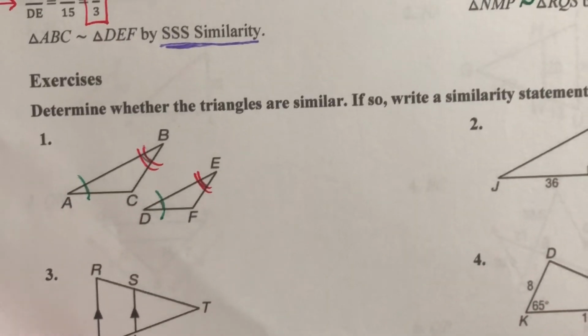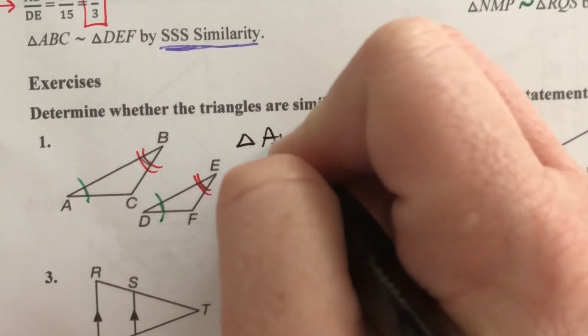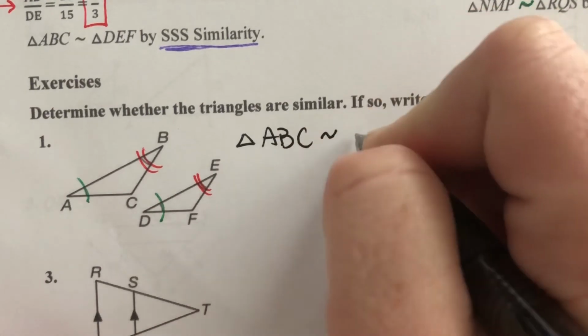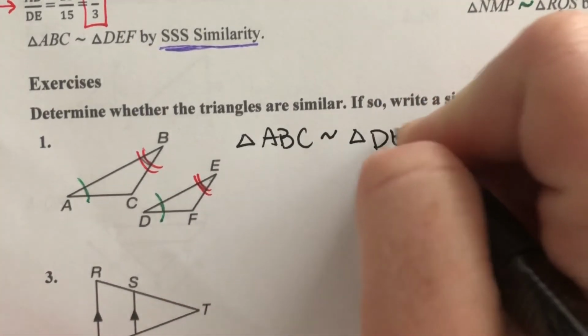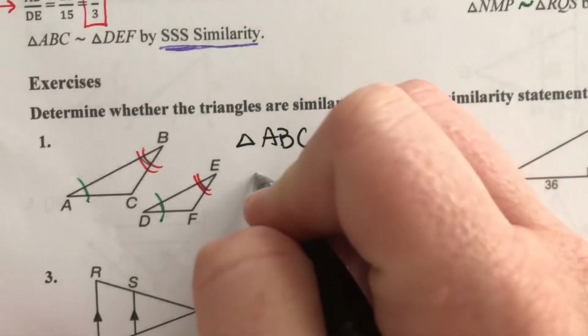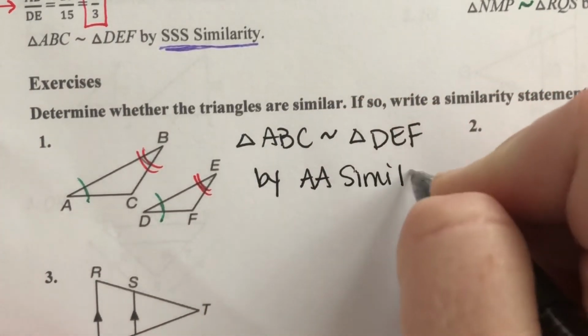So it says, write a similarity statement and explain your reasoning. We're going to say triangle ABC is similar to triangle DEF. Why? Because of the AA similarity.